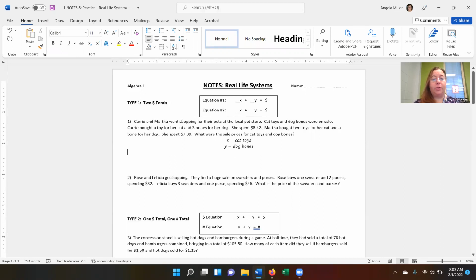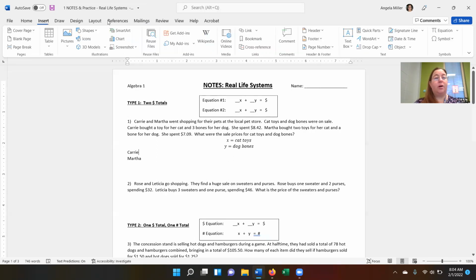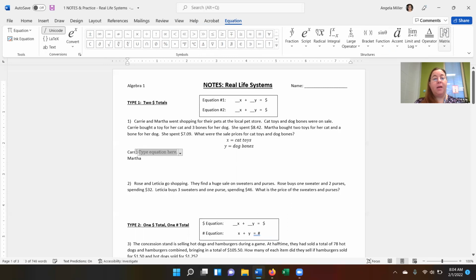Next, I need to look at the word problem and figure out what I want to do for my 2 equations. I know I have 2 different people, Carrie and Martha, so that's going to be my 2 equations. So for Carrie, we're going to insert our equation. Let's see, Carrie bought what? Carrie bought a cat toy for her cat and 3 bones for her dog.